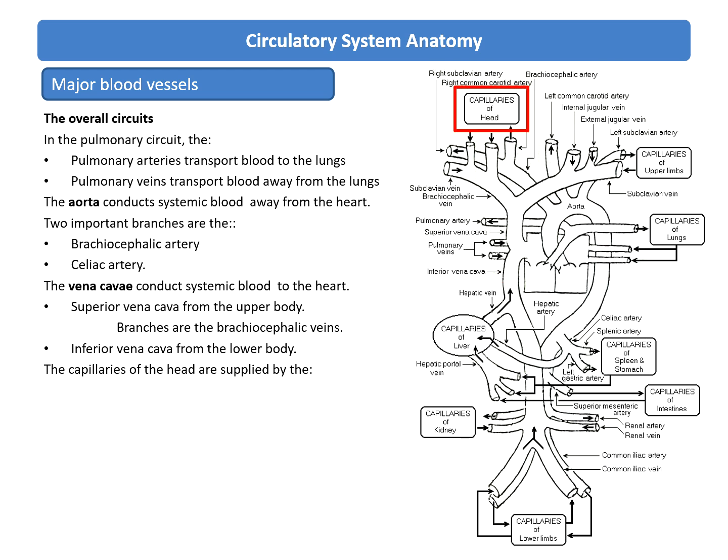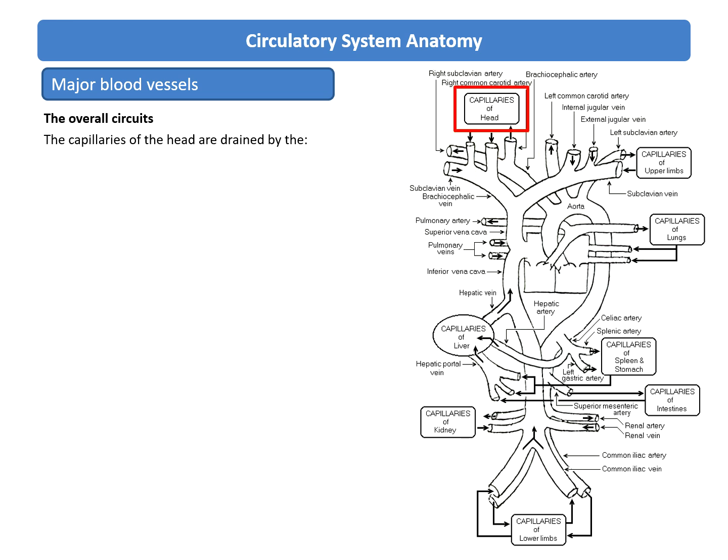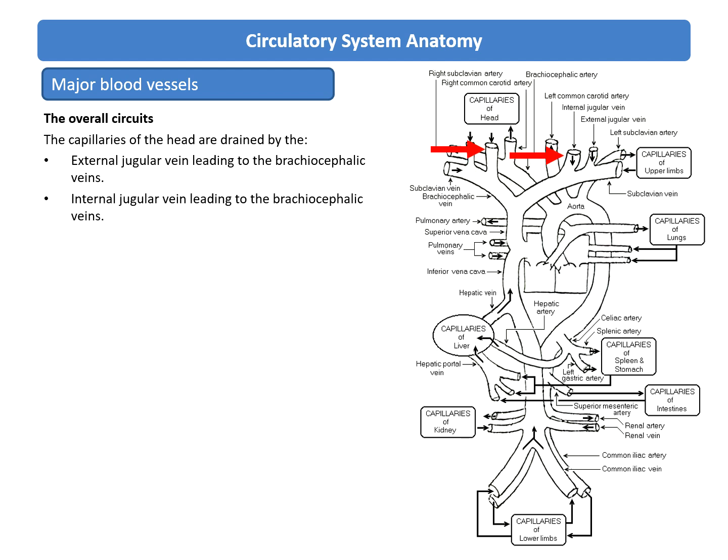The capillaries of the head are supplied by the right common carotid artery. This is a branch of the brachiocephalic artery. By the way, brachiocephalic refers to arm, head. The left common carotid artery arises from the aorta. The capillaries of the head are drained by the external jugular vein leading to the brachiocephalic veins, and the internal jugular veins leading also to the brachiocephalic veins.